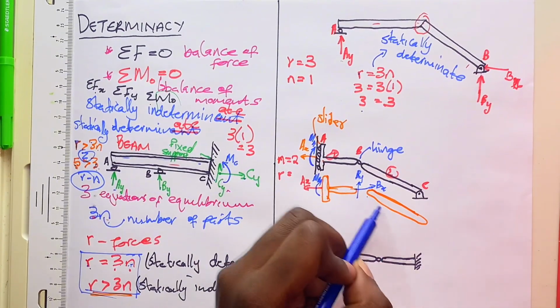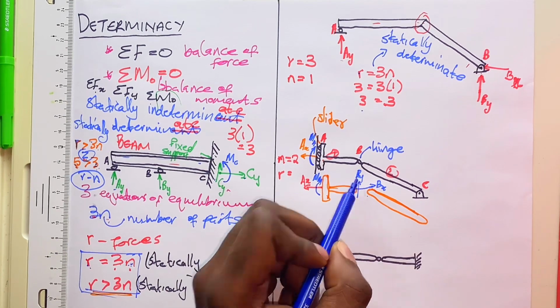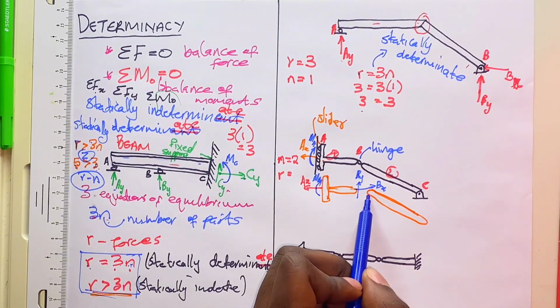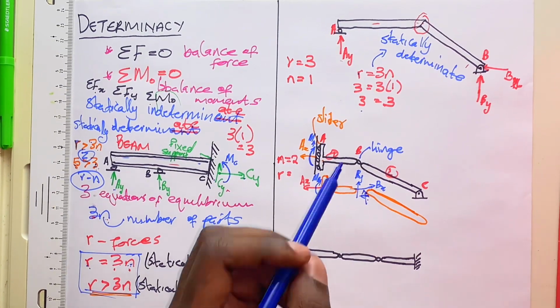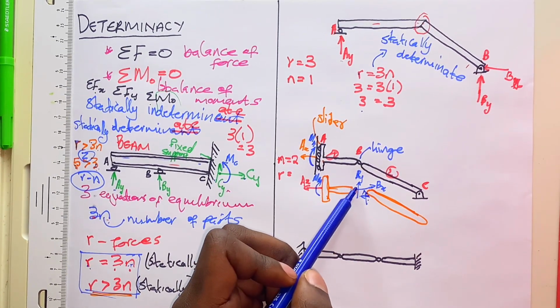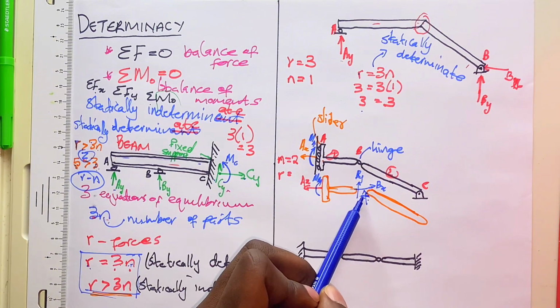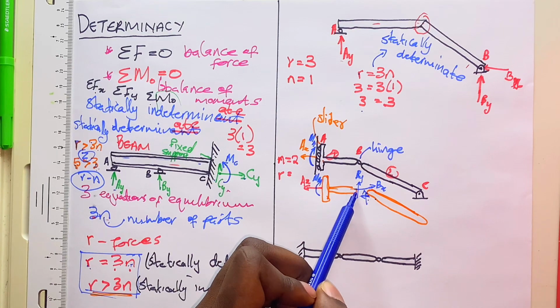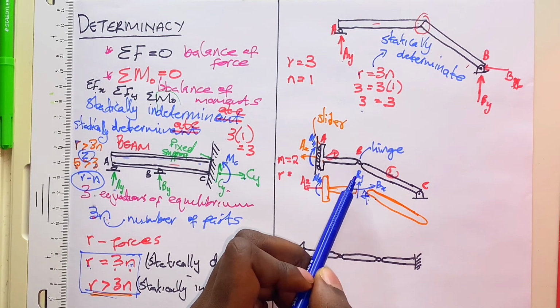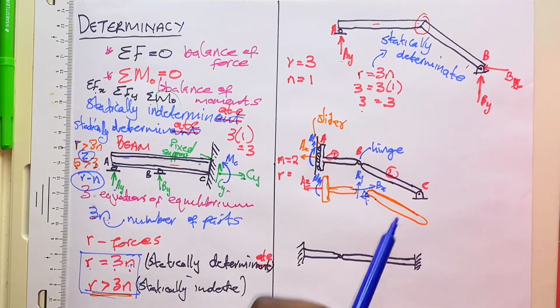Also in member number 2, these same forces will be there. You will have BX and you will have BY. Now we are not going to count 4 forces here because the same BX that is acting on this member is the same BX acting on this member. The same BY on this member is the same BY because of Newton's third law.